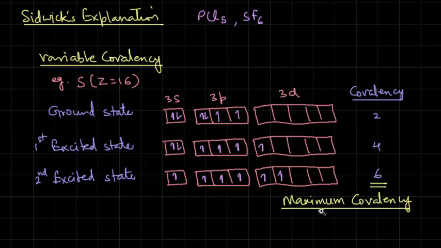So if we consider this case of maximum covalency, variable covalency, sulfur can have a valency of 6 and therefore it can form a molecule of SF6. Similarly, we can draw that for PCl5 also.